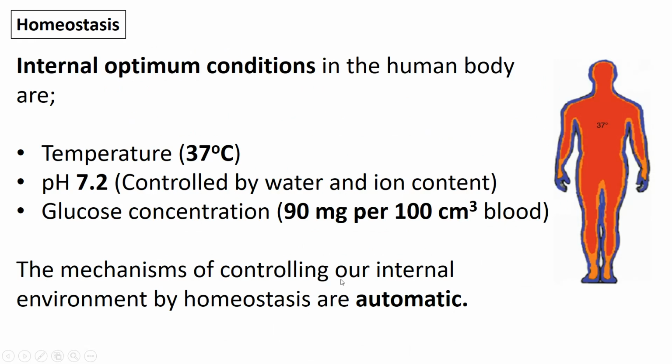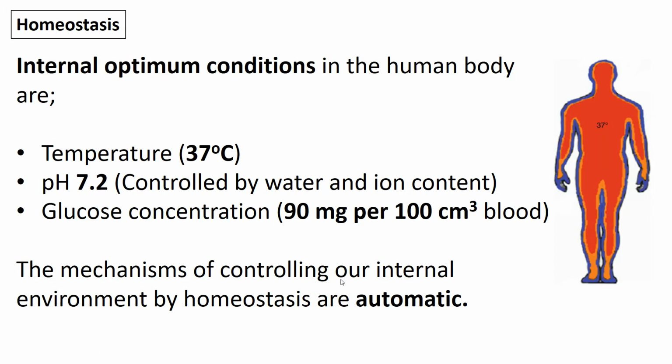Once you know the definition, you also need to have some understanding of the internal optimum conditions in the human body. So for temperature, that's 37 degrees. The pH is 7.2, and that's controlled by your water and iron content in the blood and all the tissue fluid. Glucose concentration is around 90 milligrams per 100 centimetre cubed of blood. You won't have to be able to recall that, but it's really useful to have some sort of ballpark idea of how much glucose you need in your blood to function properly.